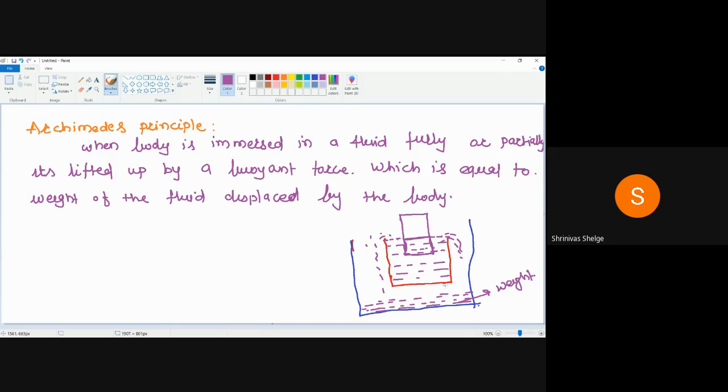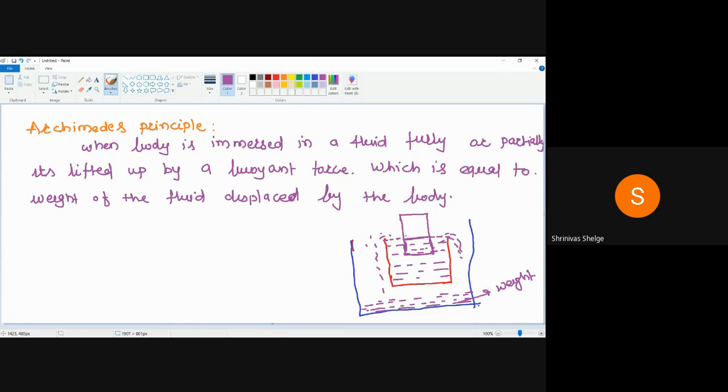Correct? So buoyant force is always equal to the weight of the fluid displaced by the body. Correct? And when it gets immersed more and more, suppose again it moves in the downward direction, more volume gets displaced, and we will get more weight. Means what? Buoyant force also increases. Correct?